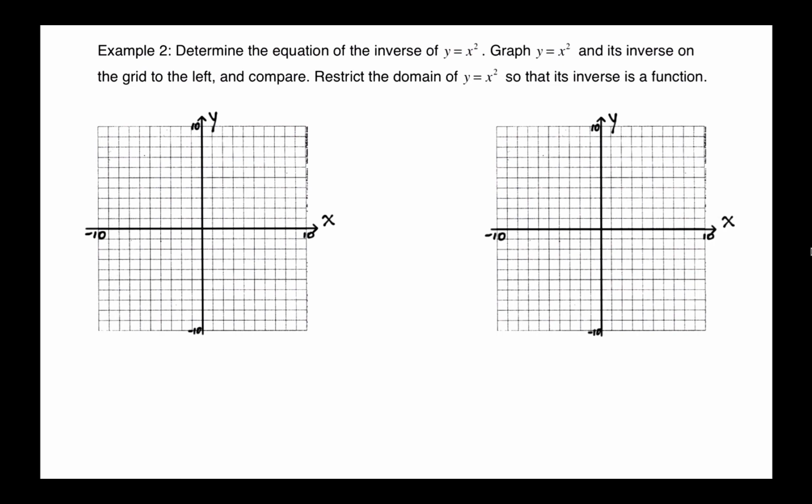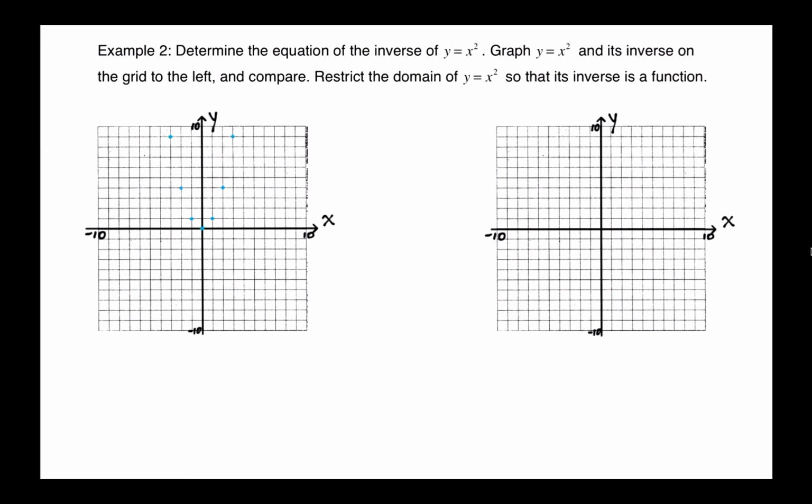Next, we're going to determine the equation of the inverse of y equals x squared, and we're going to graph y equals x squared and its inverse on the grid to the left. We're going to do some comparison. Then we're going to look at doing some restrictions on the domain of y equals x squared so that the inverse is also a function.